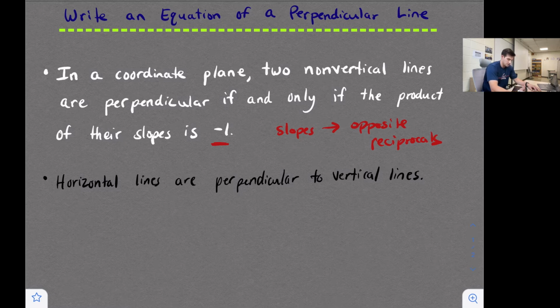And just like in the parallel lines video, there is another extra side note here. Horizontal lines are perpendicular to vertical lines, okay? So we know a horizontal line has a slope of 0, and a vertical line has a slope of undefined. So those are not necessarily opposite reciprocals. So it's just basically given to us and understood that those lines are perpendicular.